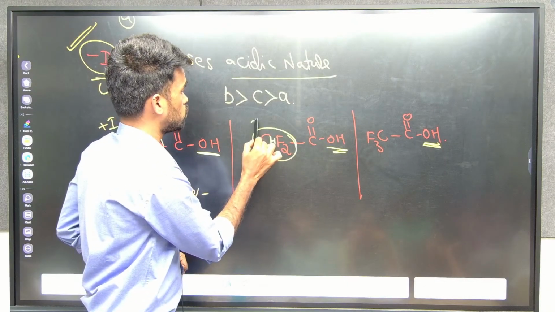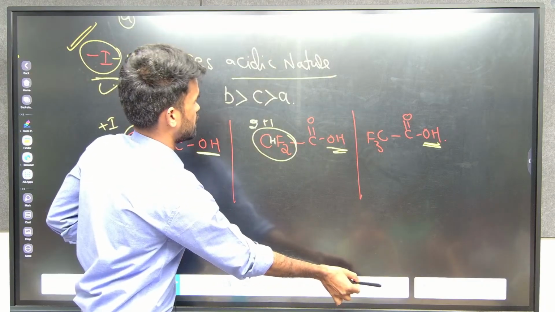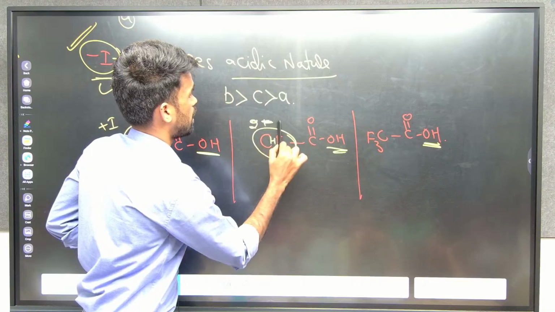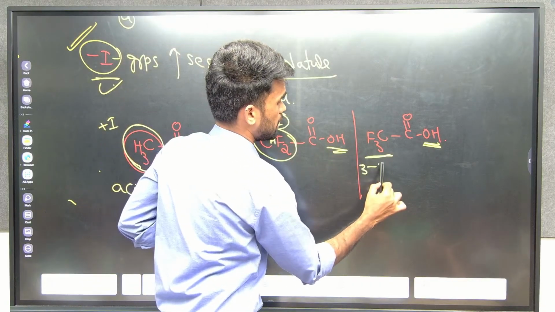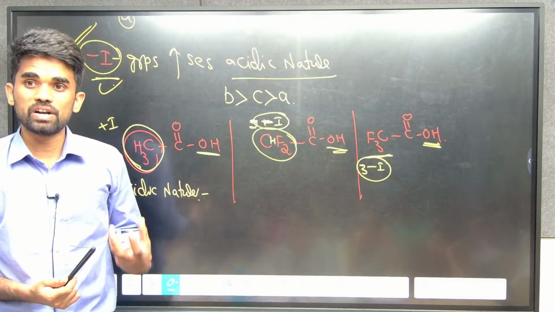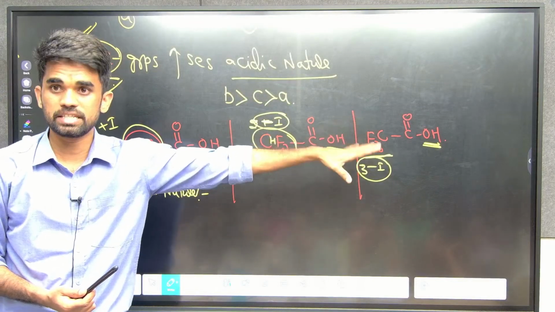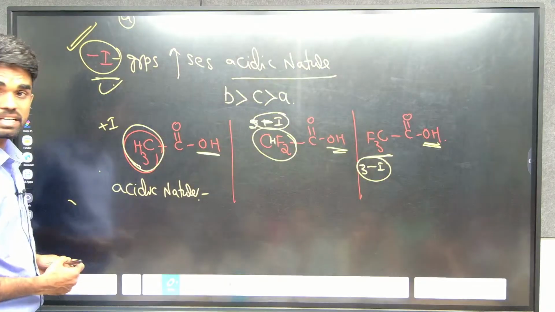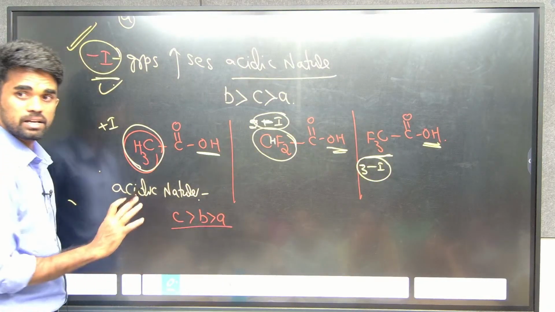So 2 plus I groups are there, 2 minus I groups, sorry. 2 minus I groups are there. What about this one? 3 minus I groups are there. So where do we have more minus I groups? More electron withdrawing group. So that will make it more acidic. So now what is the order of acidic nature? C, B, A. Clear at least now?